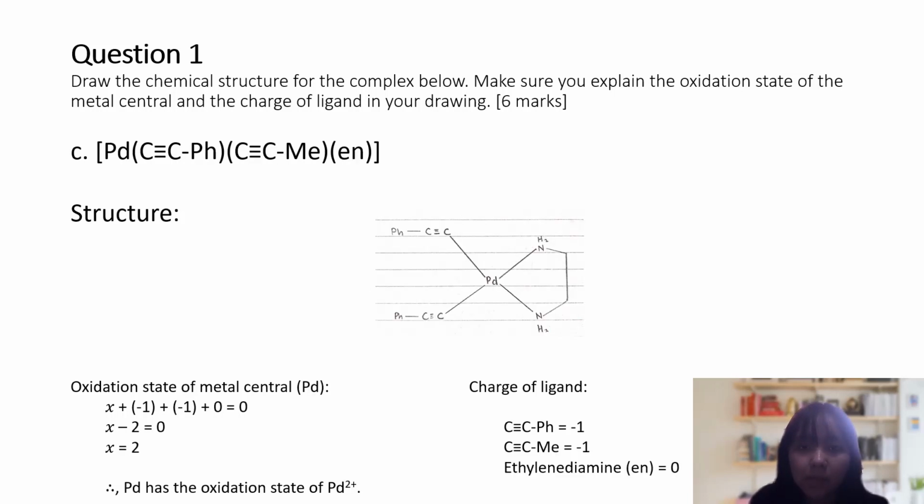This is the last complex under question 1. The structure of the complex is shown here. This complex has palladium, or Pd, as its central metal. Palladium is calculated to have an oxidation state of 2+.